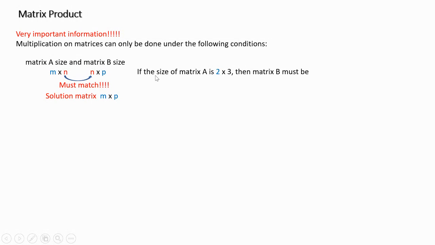Okay? If the size of the matrix is 2 by 3, then matrix B must be a 3 by something. This one doesn't matter. It can be a 3 by 1, a 3 by 2, a 3 by 3. This number here doesn't matter. What matters is the inner numbers must match. This is my rows, my columns. So the columns on the first matrix must match the rows on my second matrix. So the solution will be a 2 by something matrix. It depends what that number is.